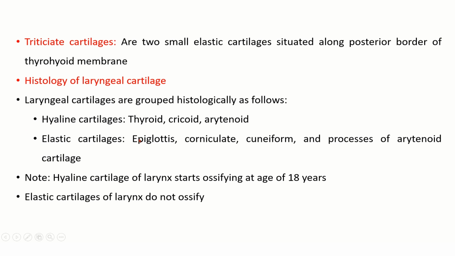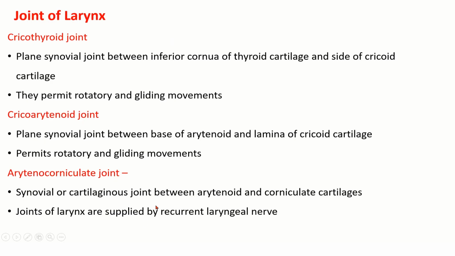Histology of the laryngeal cartilages. The hyaline cartilages are the thyroid, cricoid, and arytenoid. Elastic cartilages are the epiglottis, corniculate, cuneiform, and the vocal process of the arytenoid cartilage. Hyaline cartilages of the larynx start ossifying at the age of 18 years. Elastic cartilages of the larynx do not ossify.